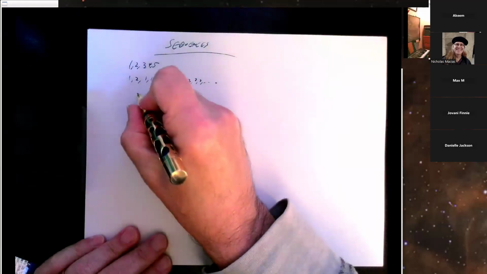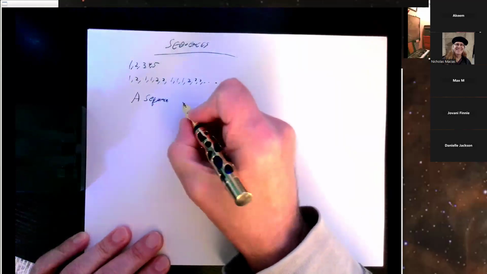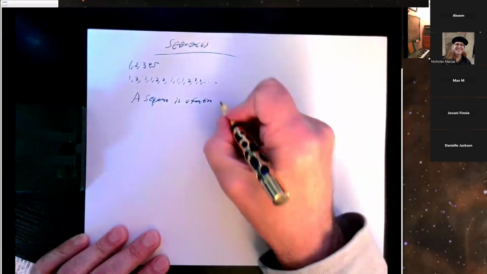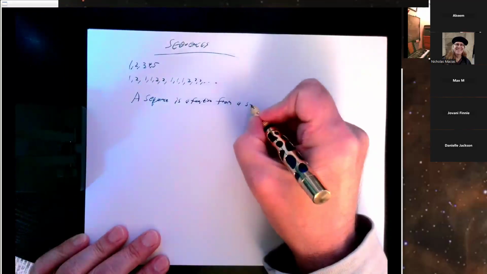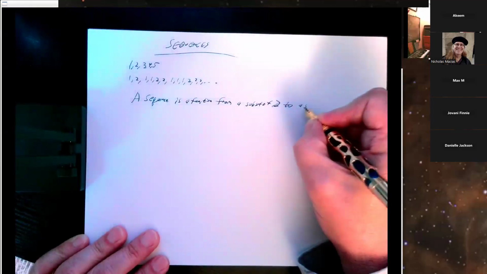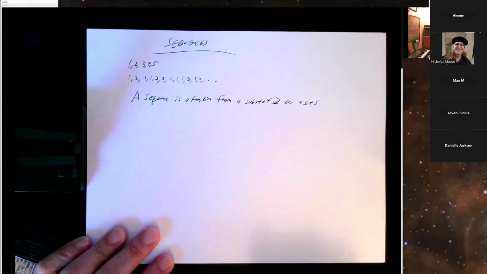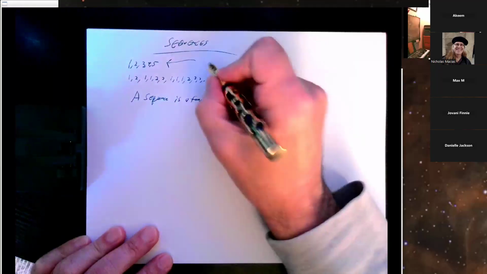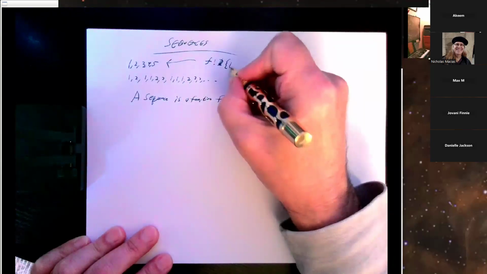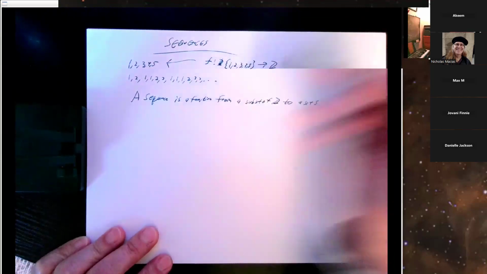So if we want to make this more formal, a sequence is a function from a subset of Z to a set S. For example, this sequence up here, this is a function f from, well, it's kind of uninteresting. It goes from this subset of Z into the integers.